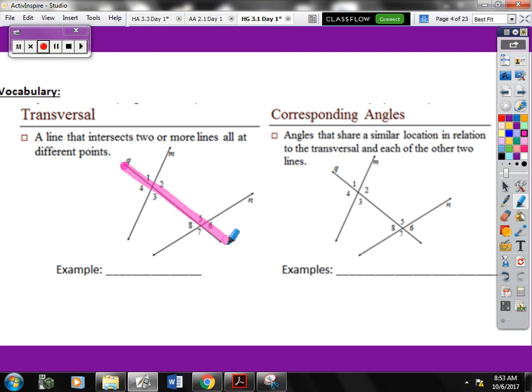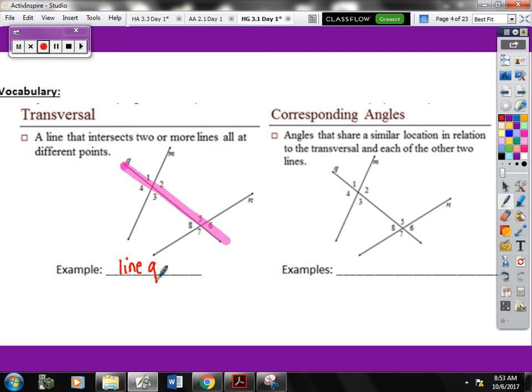Colors are nice because you can look at the word transversal and look at the highlighted part and you know that's the transversal. Now if we were writing that out, since there are not 2 points on the line for me to name it, I would call it by the name at the tip. So I would call this line Q is a transversal.